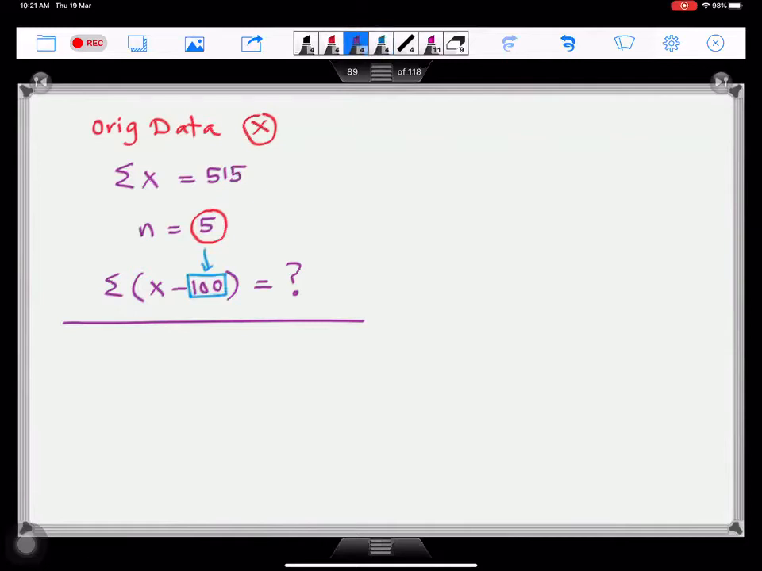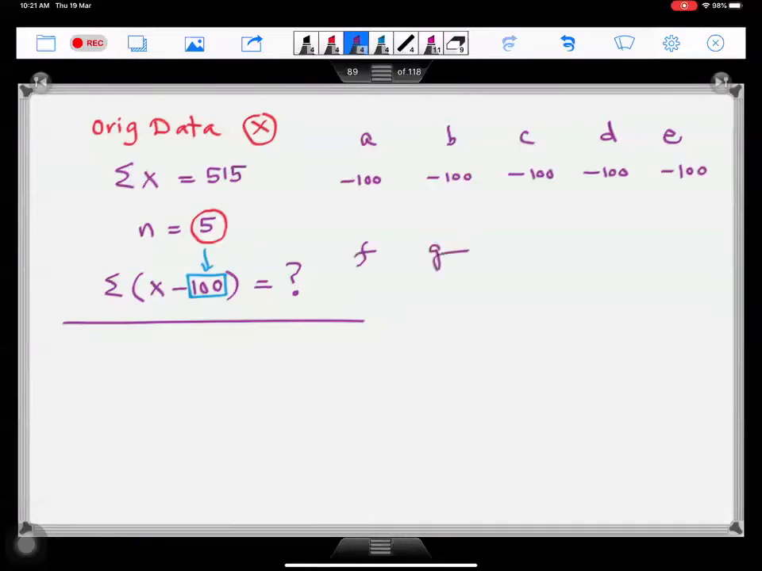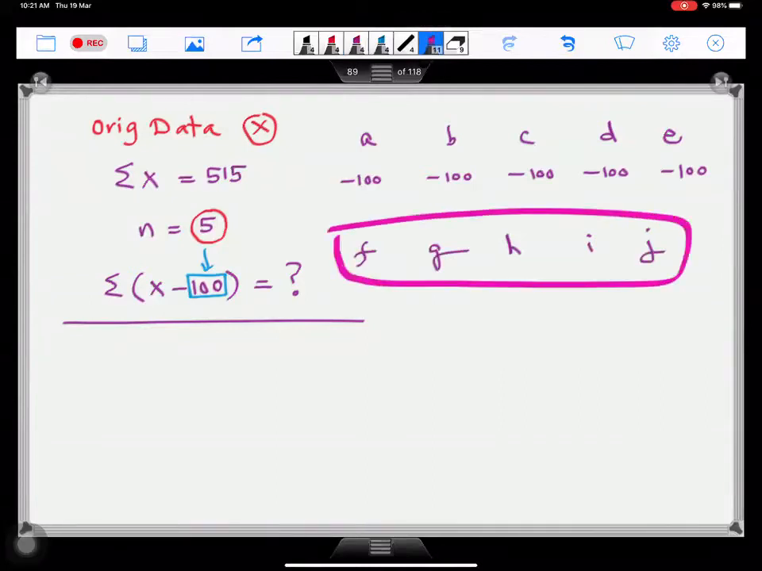That means the original data could be A, B, C, D, E. And then we subtracted 100 from each one of them, and what I get is F, G, H, I, J. The sum of these 5 is what they are looking for. I don't have the original one, so I cannot use the original data and then subtract 100. But I know that 500 should be subtracted.